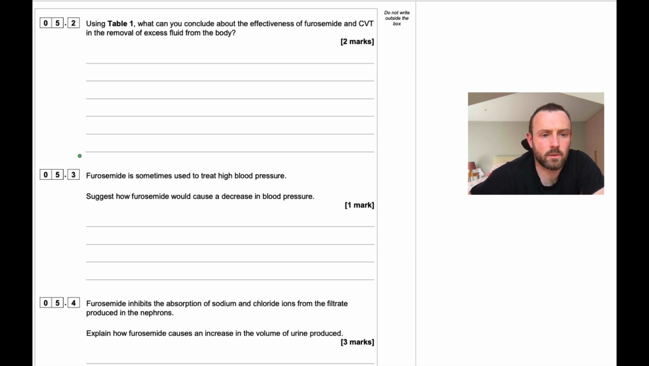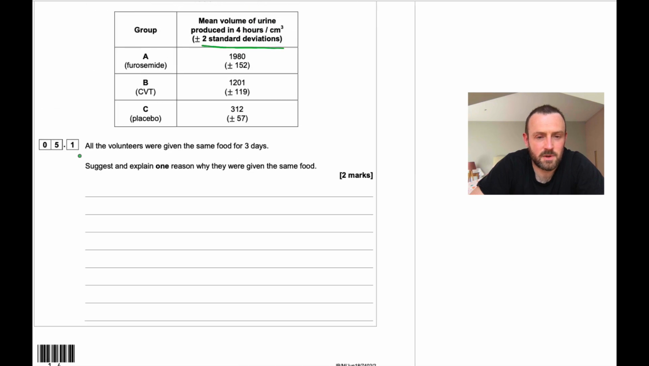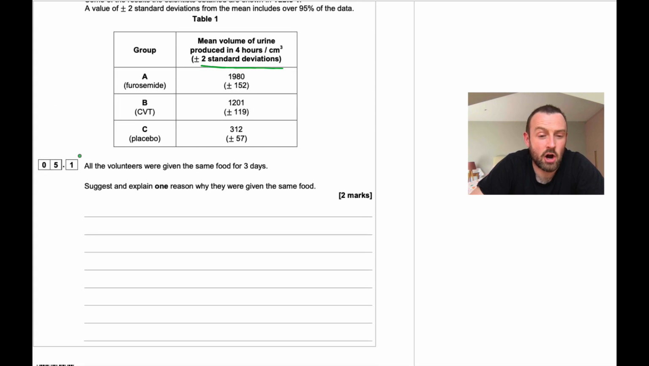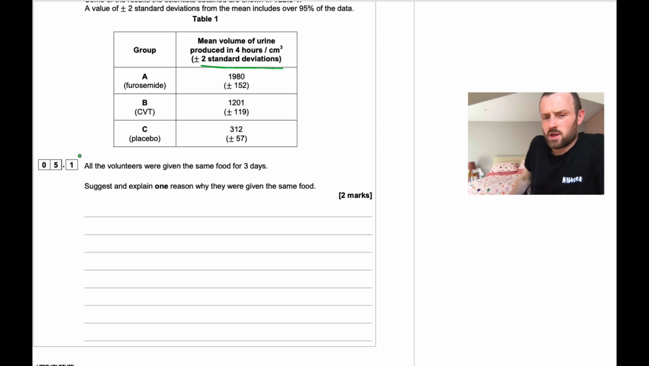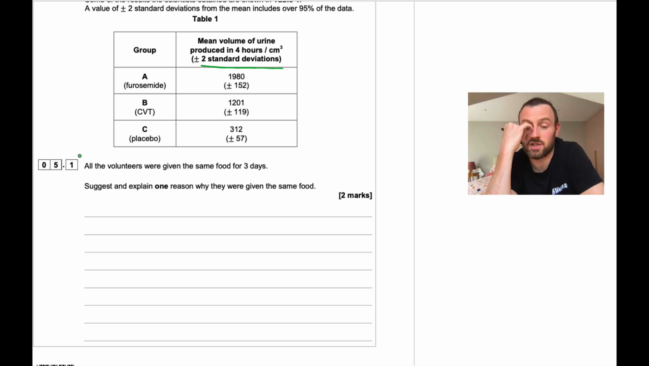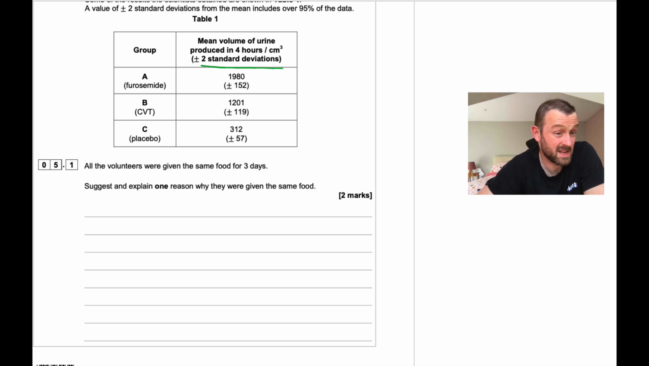5.2. Using Table 1, what can you conclude about the effectiveness of furosemide and CBT in the removal of excess fluid from the body? Well, okay, 2 marks. It seems like they're both effective. So I would say that both furosemide and CBT are effective in removing excess fluid from the body. It seems like furosemide is the most effective. And also, I think you could say it appears that the results are significant as the standard deviations do not overlap. However, we might need to do a statistical test to confirm this, is what I would say.